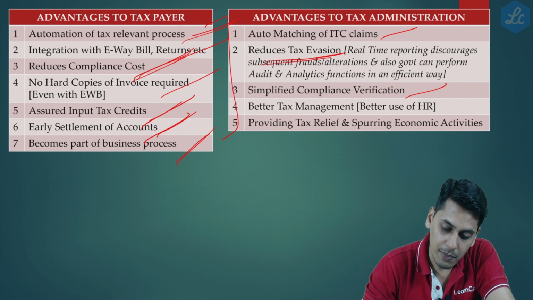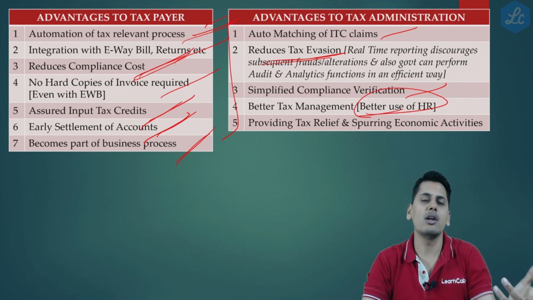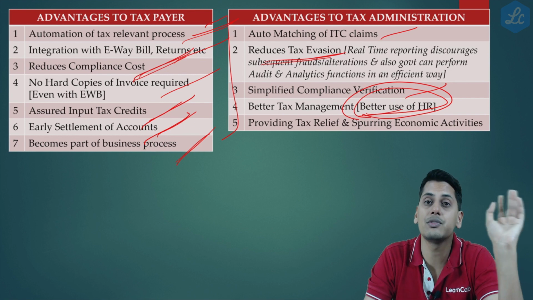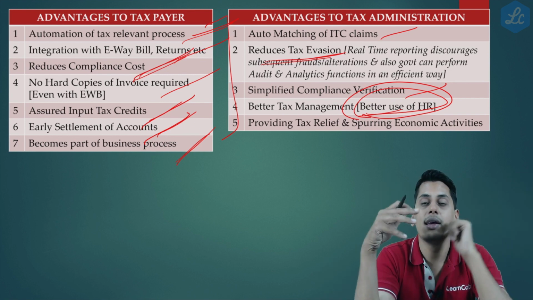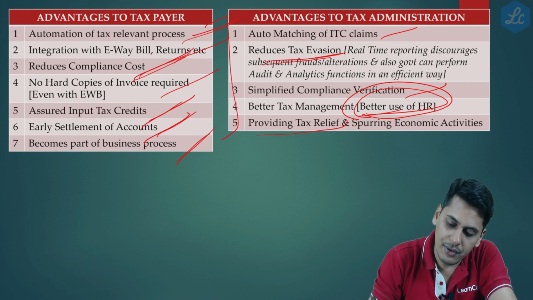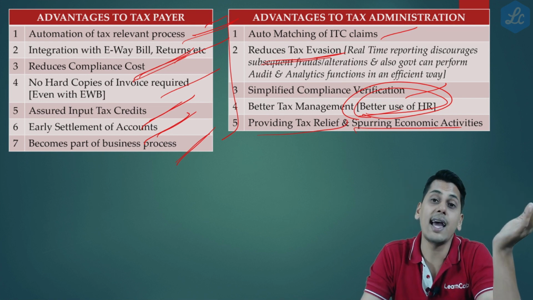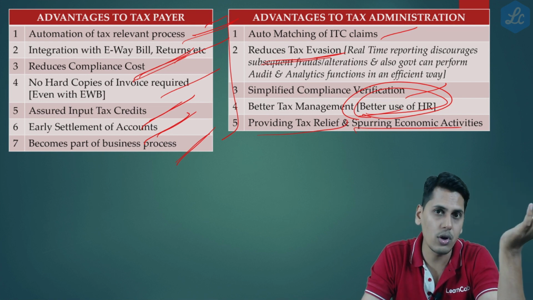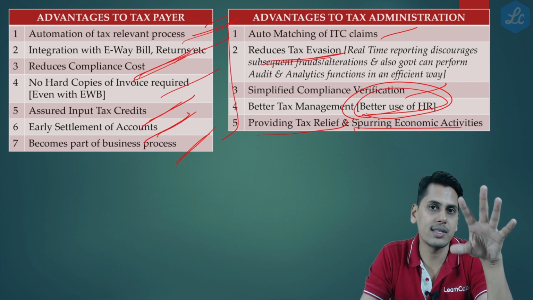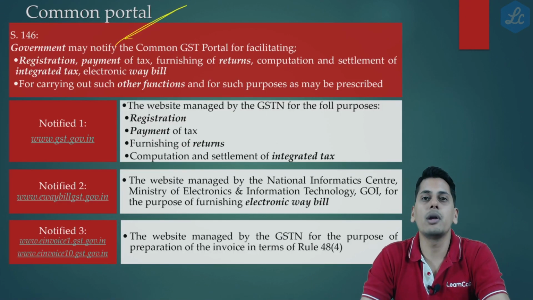Simplified compliance verification, better tax management, which means better usage of HR. So when technology is going to do most of the work, the other human resources which were available, which otherwise were doing this work, can be better utilized optimally for carrying out some other work. Providing tax relief and spurring economic activities. So friends, naturally when the compliance is going to increase, the tax evasion is going to reduce, the tax revenue is going to be on a higher side. Eventually the tax rates might come down at some point of time. So friends, common portal. How many common portals we have seen?